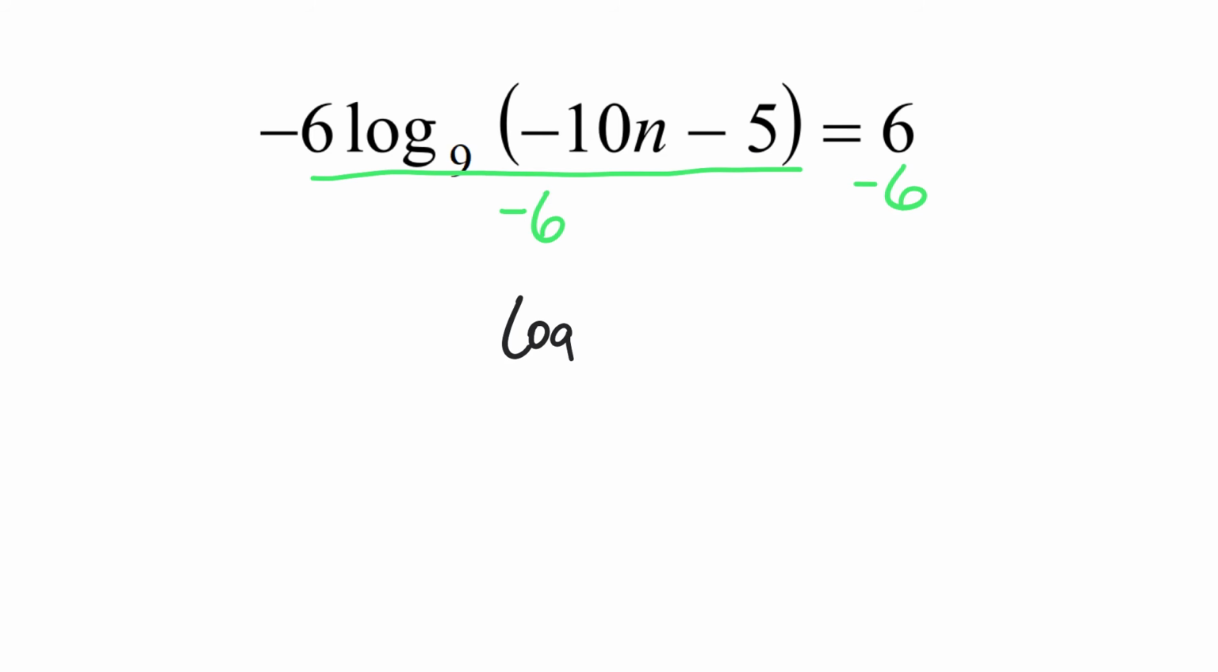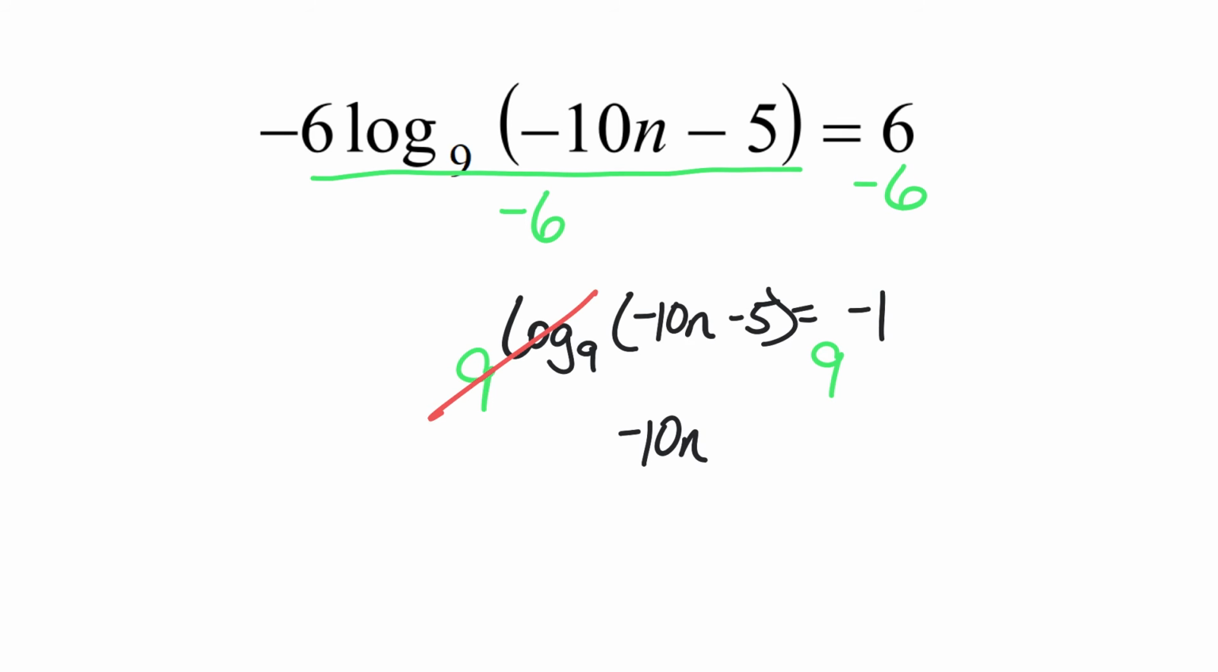Log base 9 on -10n minus 5 equals -1. We take the base 9, which cancels. And just like on the last one, we have 9 to the -1 power. So 9 to the -1 power is equal to 1 over 9.